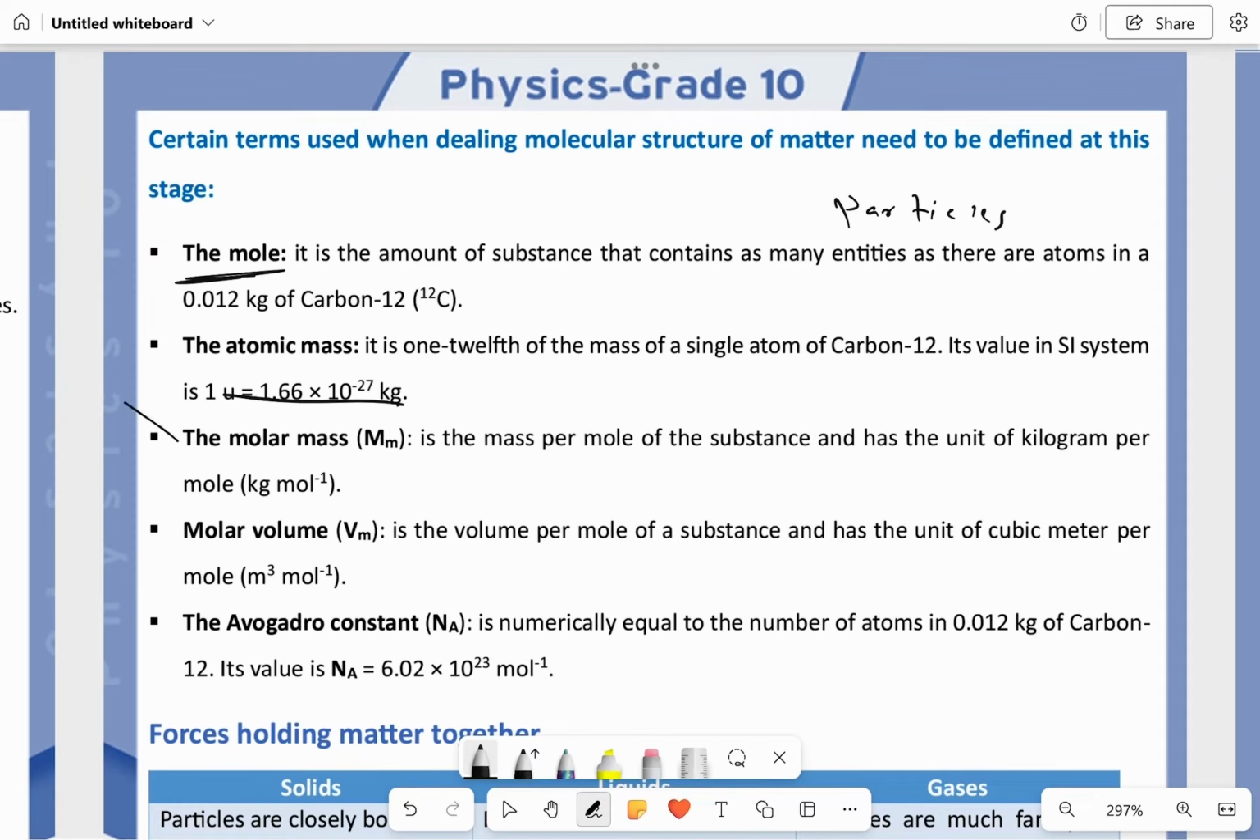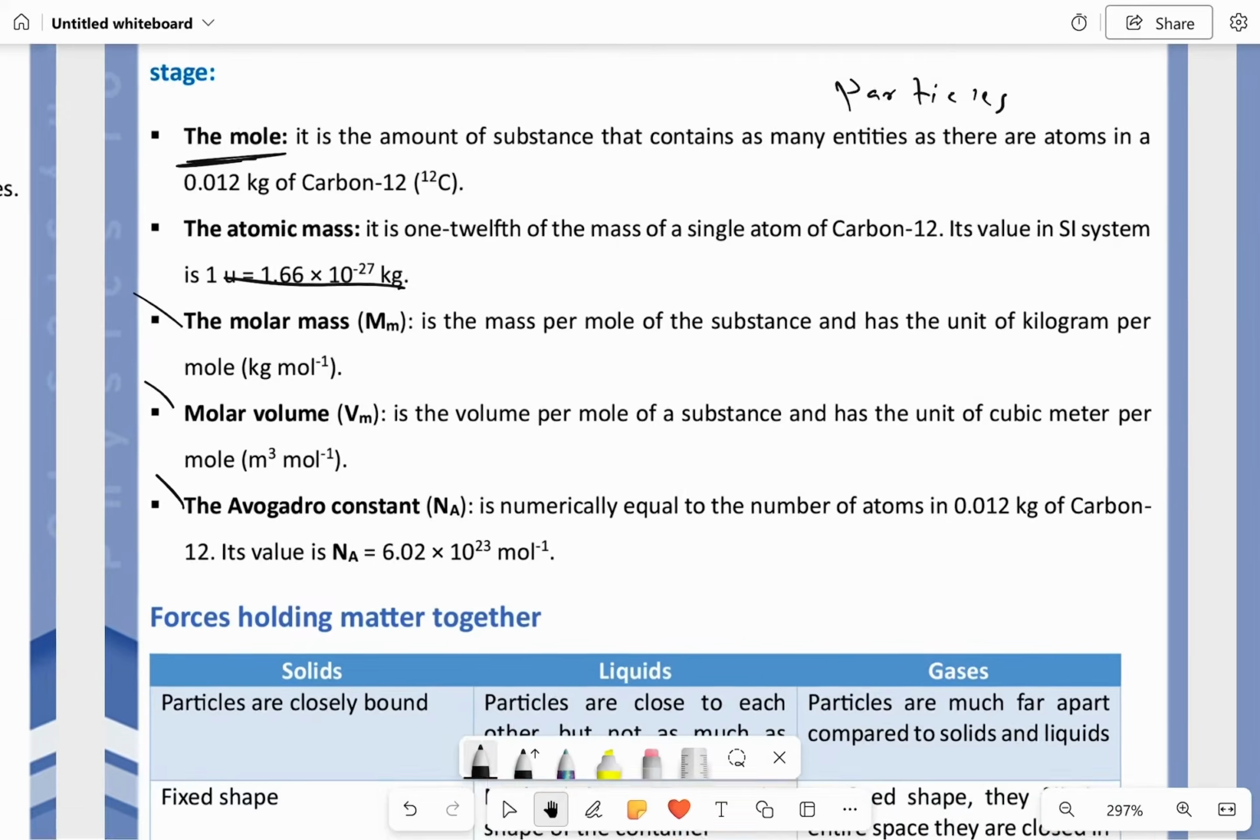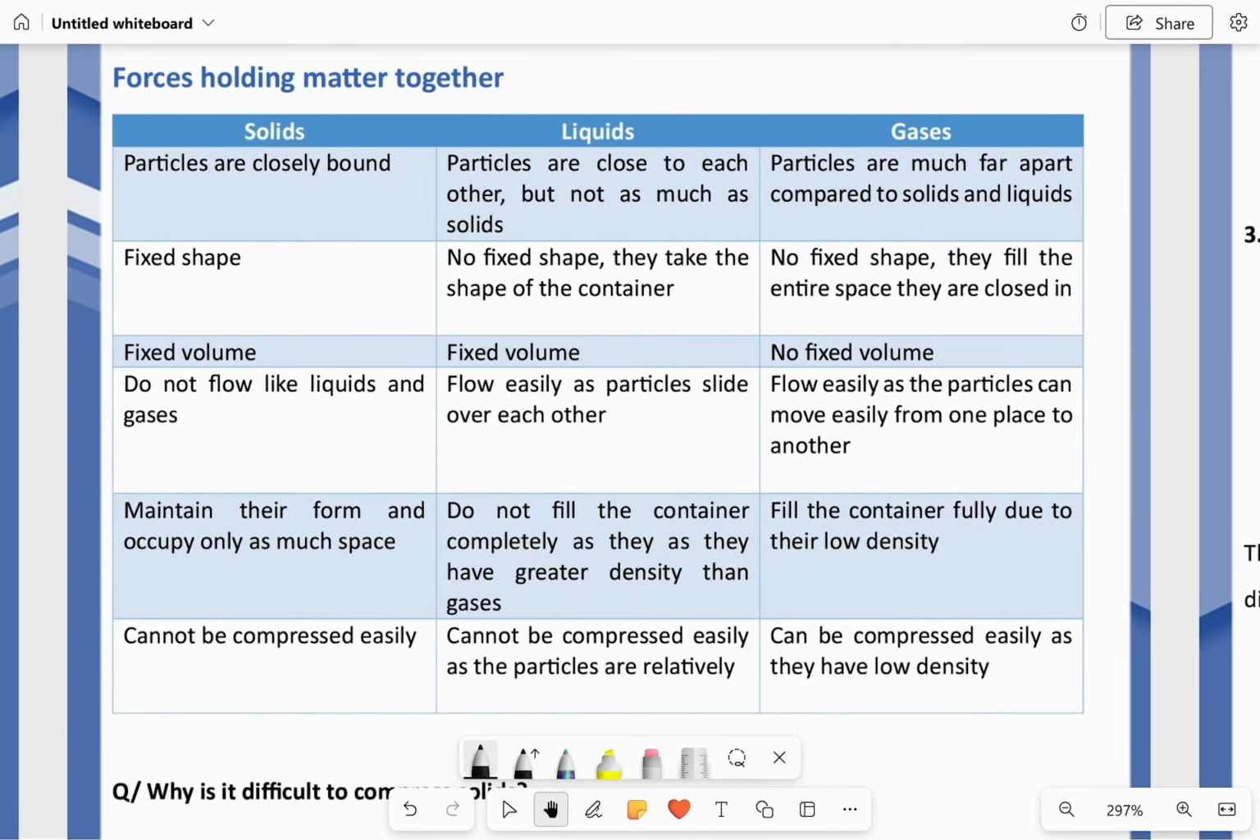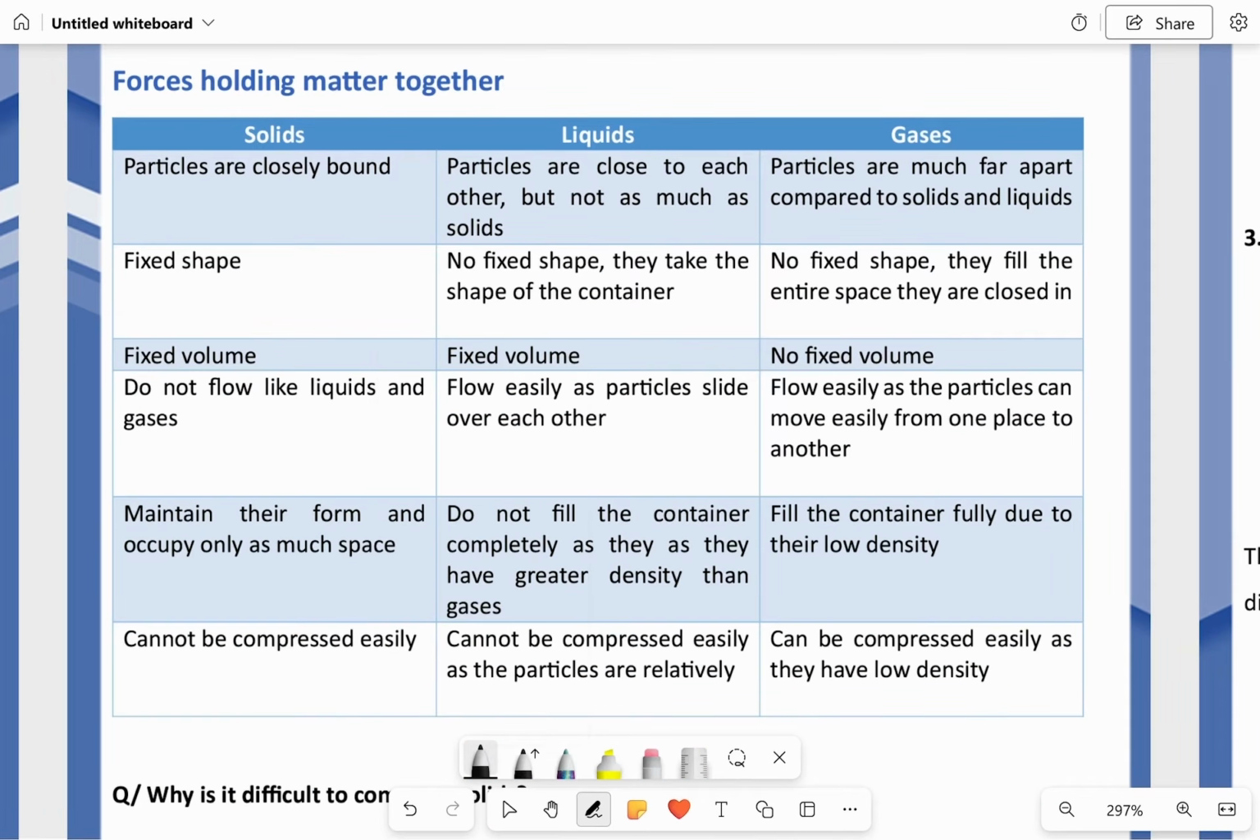We will be learning this in the next lesson. You don't have to worry about them. Forces holding matter together: this is the difference between solids, liquids, and gases. In solids, particles are closely packed. In liquids, particles are close to each other, but not as much as in solids. In gases, particles are much farther apart compared to solids and liquids. So careful, this is really important. This is the difference between all the three.